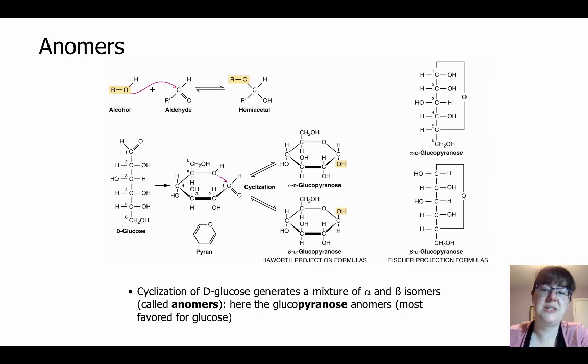Now, there's another way to do this, which we can do in the Fischer projection, which basically talks about if they're on the same side or on opposite sides. If we're looking at the Fischer projection, which looks linear, but notice now that we have this oxygen, it's not linear anymore. If the oxygen is on the same side as our hydroxyl group, then it's going to be the alpha form. If it's on opposite sides, it's going to be beta.